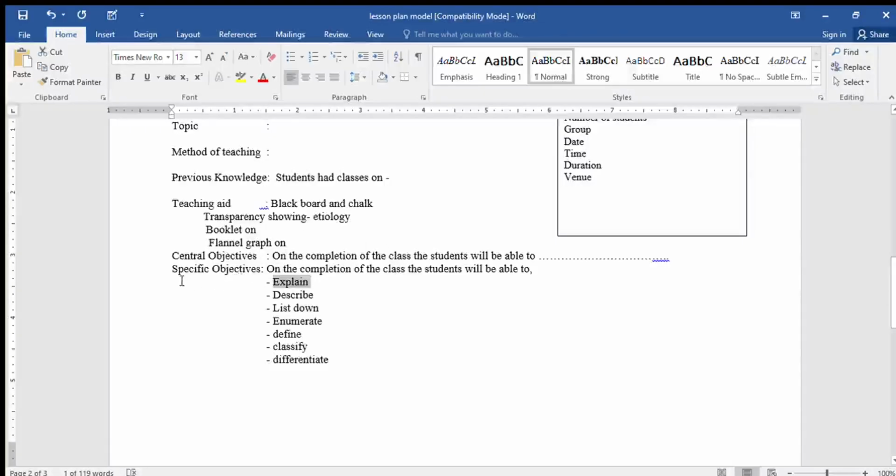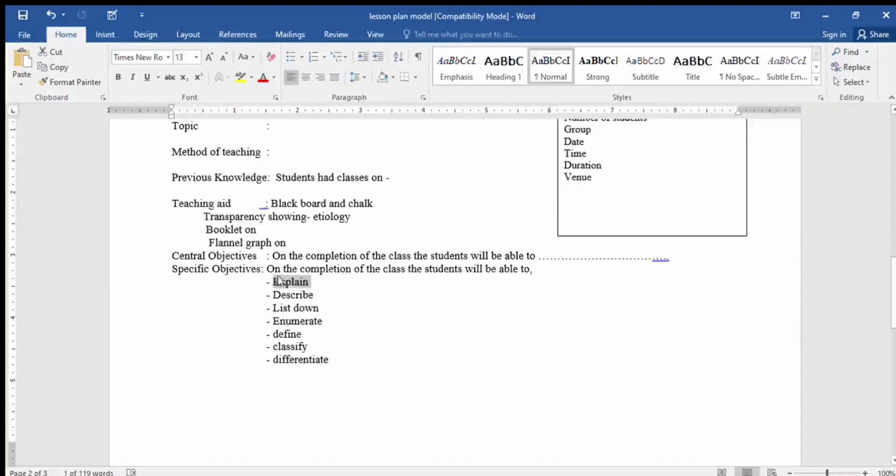For that, we have to have specific objectives. Specific objective means: on completion of the class, the students will be able to. These are known as verbs, which we use: explain, describe, list down, enumerate, define, classify, differentiate. If you have any doubt, you can go through the class on educational objectives which I have taken and posted in the Google Classroom. The notes are still there. You can see the particular verbs.